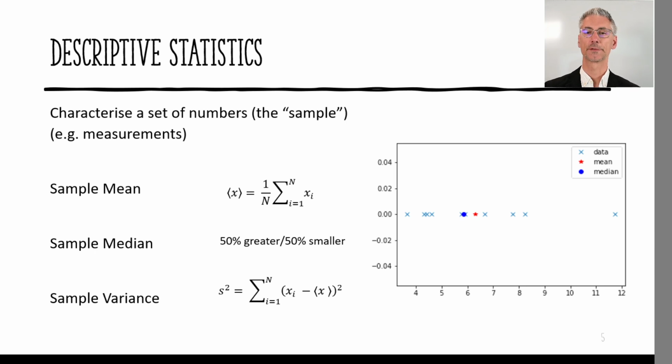So let's start with the descriptive statistics. We want to characterize a set of numbers which we call the sample. For example, this could be our measurements. One of the most frequently used metrics is the sample mean. Or we can also describe our sample by the sample median, where the median is defined by 50% of the data points are greater than this number and 50% are smaller. We can also define the sample variance. Here on the right hand side we can see an illustration of a few data points scattered about, and we can see that the mean and the median are not necessarily the same.